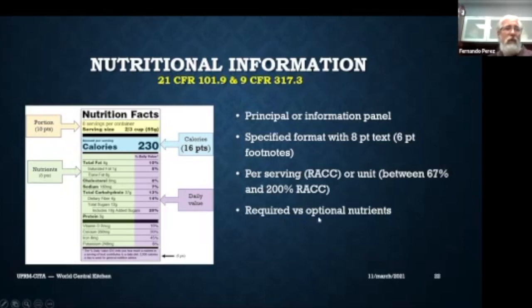Again, there are required versus optional nutrients. These are the required nutrients that you have to declare. And if you want to continue declaring vitamin C, you can actually do it. However, the regulation states that there are some specific reasons why you have to declare the optional nutrients. For example, if you are fortifying a product, you are adding vitamin C, okay, so it's fortified. Well, then you have to declare the vitamin C content.